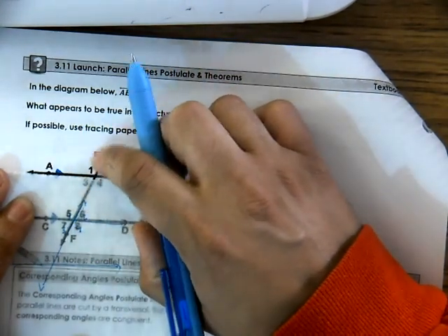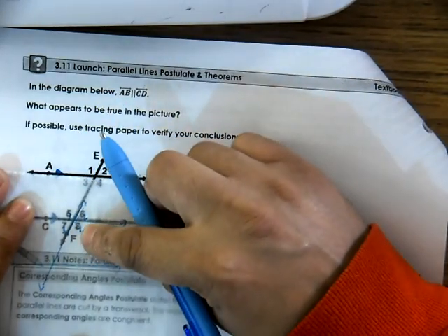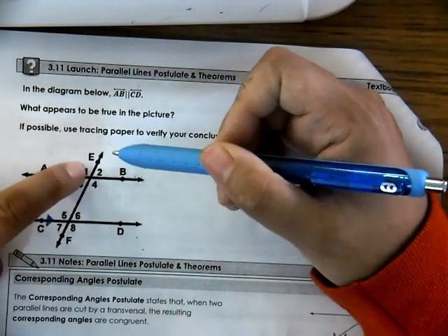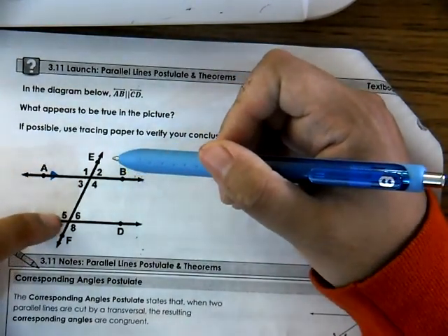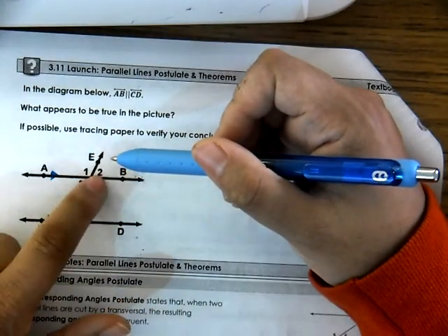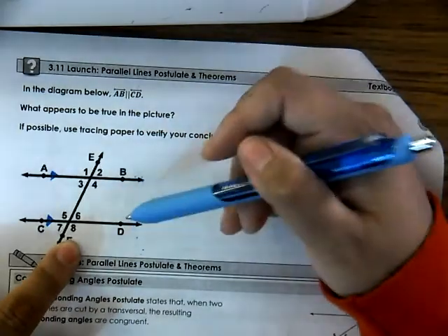So the one I just drew for 1, 2, 3, and 4, when I match it to this other one, all the angles are the exact same. So what that means is angle 1 that was up here is now angle 5. Angle 3 is the same as angle 7, 2 to 6, and 4 to 8. And yesterday we saw that those were called corresponding angles.